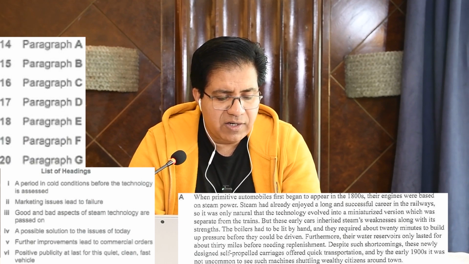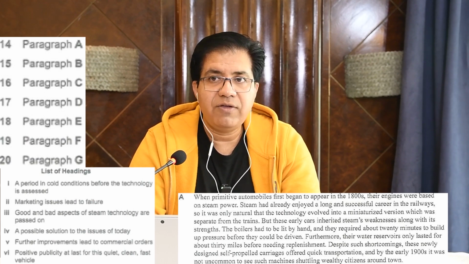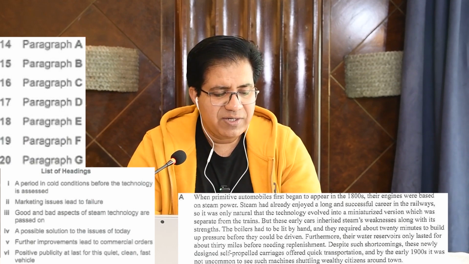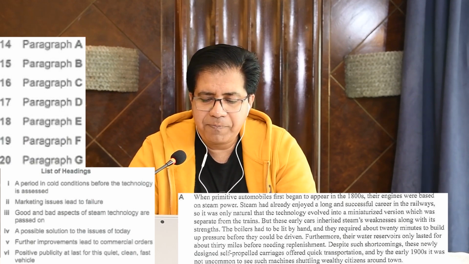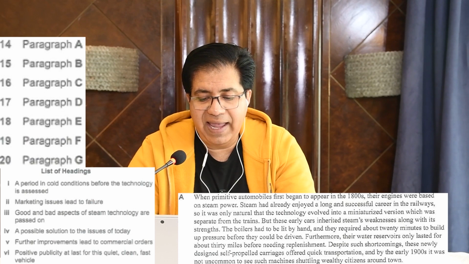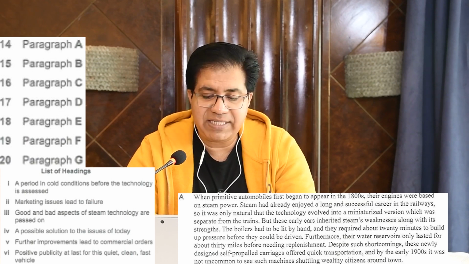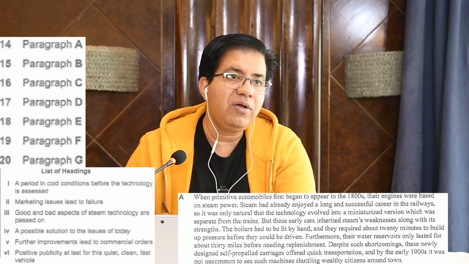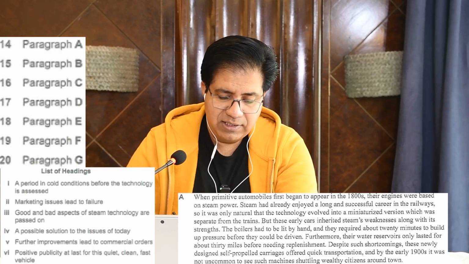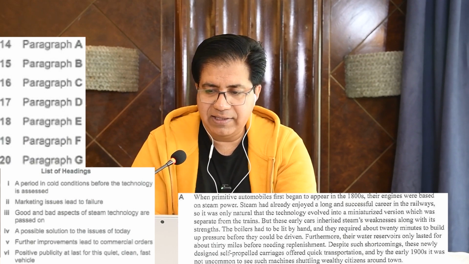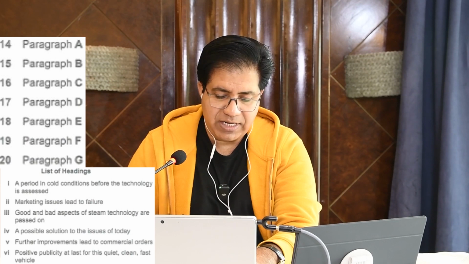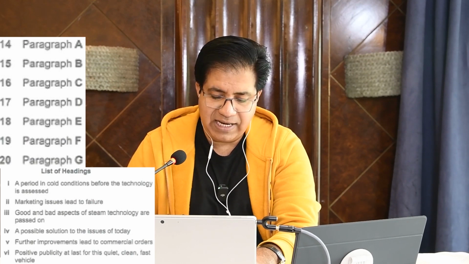But these early cars inherited steam's weakness along with its strengths. Weakness and strengths. Now see, weakness and strengths, and then they talk about that. Weakness and strength means good and bad aspects of steam technology. Heading number 3 is the right answer for question number 14. Okay, well done. That's good. Question number 14, correct answer is heading number 3. And you should cross question number 14 as well.